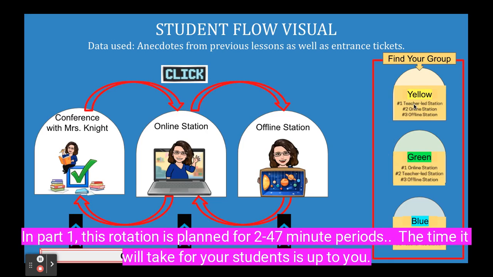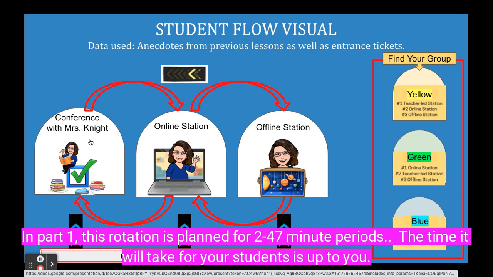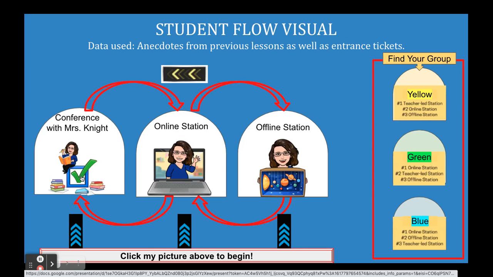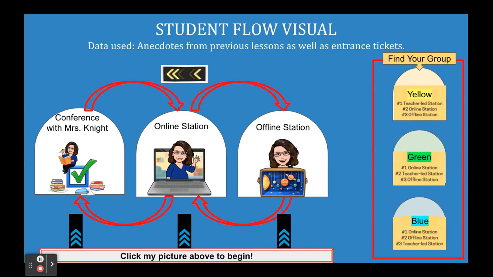So if I'm in the yellow group, I'm going to start in the teacher-led station, move to the online station. Then I'm going to move back to the offline station. Then I will direct the yellow group to finish back in another teacher-led station at the end for additional support.